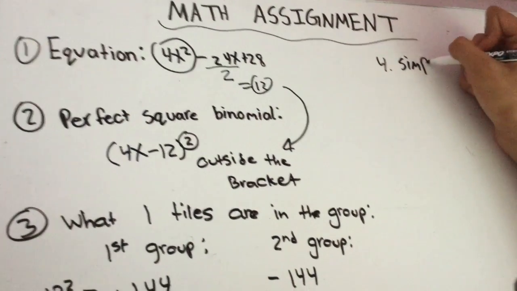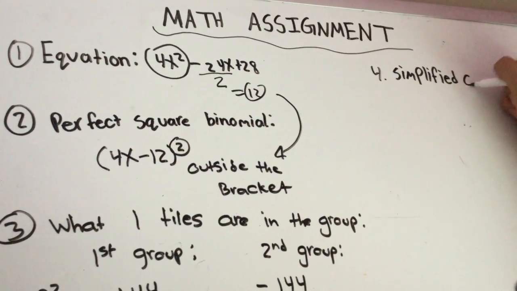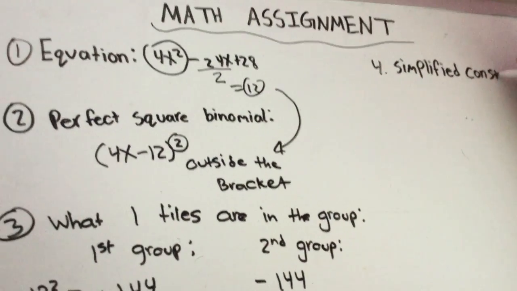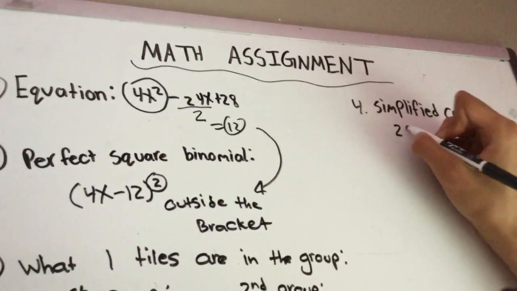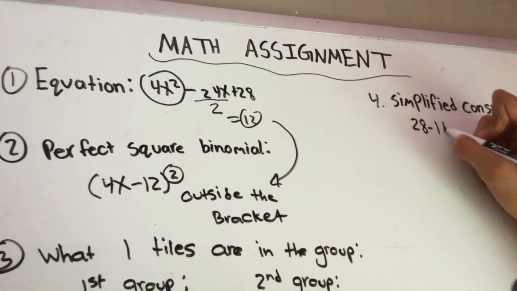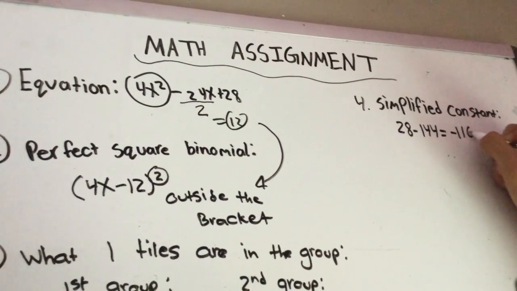And then step 4 is simplify the constant, which is 28 minus 144 equals negative 116.